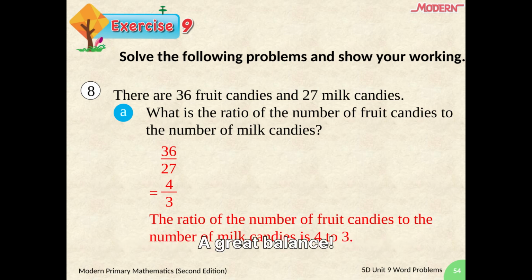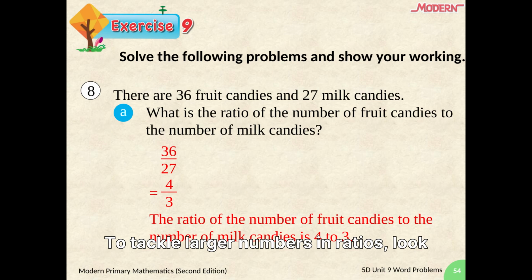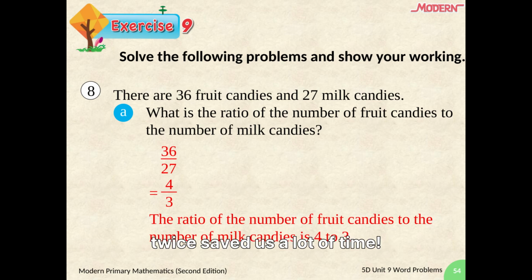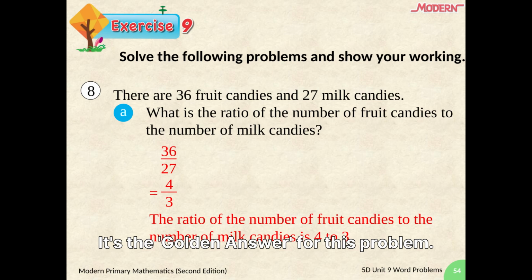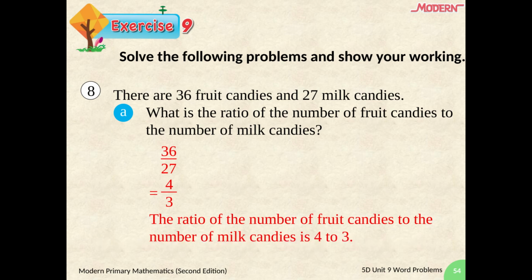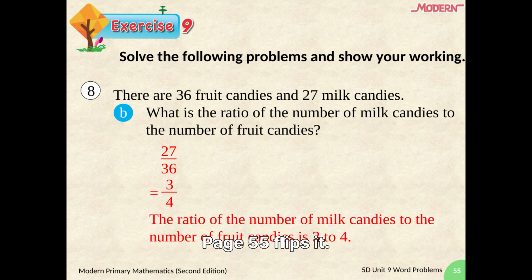A great balance. To tackle larger numbers and ratios, look for the greatest common factor. Using 9 instead of dividing by 3 twice saved us a lot of time. Efficiency is key. Remember, 4 to 3 is our simplified ratio. It's the golden answer for this problem. But what if we flip it? Let's check page 55. Page 55 flips it.